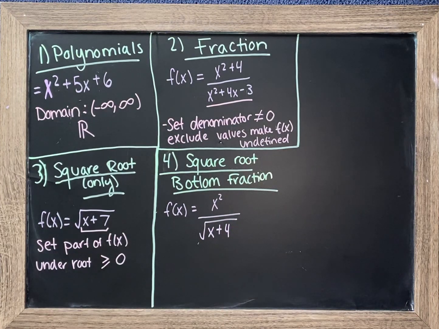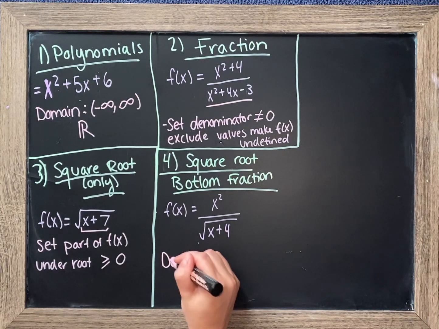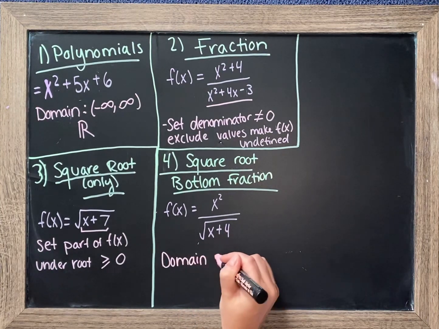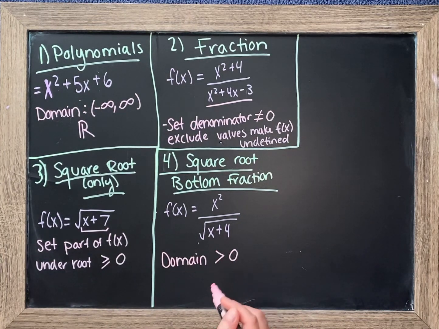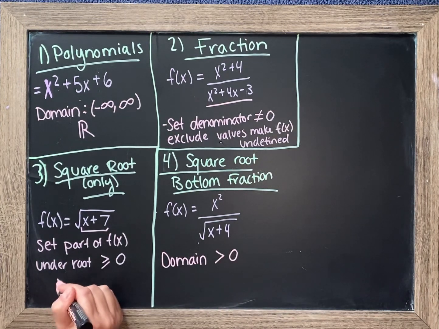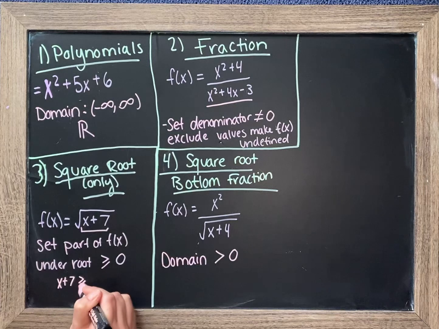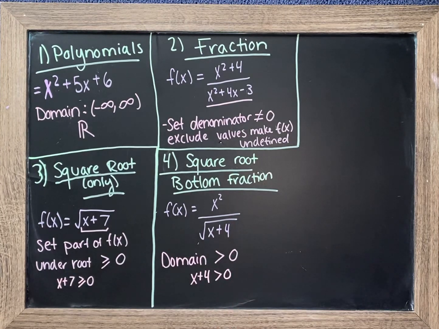Now to find the domain of a problem like this, you're going to set it so that the expression under the root is greater than 0, but not greater than or equal to 0, because you also want to make sure that the denominator is not going to equal 0. So instead of the previous problem, where you would do x plus 7 greater than or equal to 0, for this problem you do x plus 4 just greater than 0, and that's how you find the domain of a problem like that.